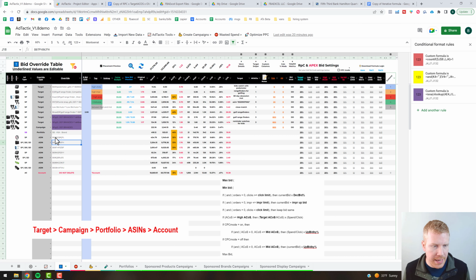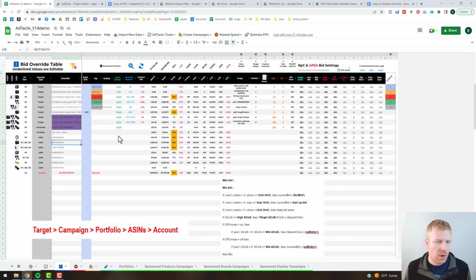And then finally, ASINs. So when we're talking about ASINs and assigning bid input settings, it's only for single ASIN structured campaigns. If you have ASIN A and ASIN B in a campaign, it's not going to be applicable for assigning bid input settings. These are only going to govern when you have your campaign structured in the single ASIN format.